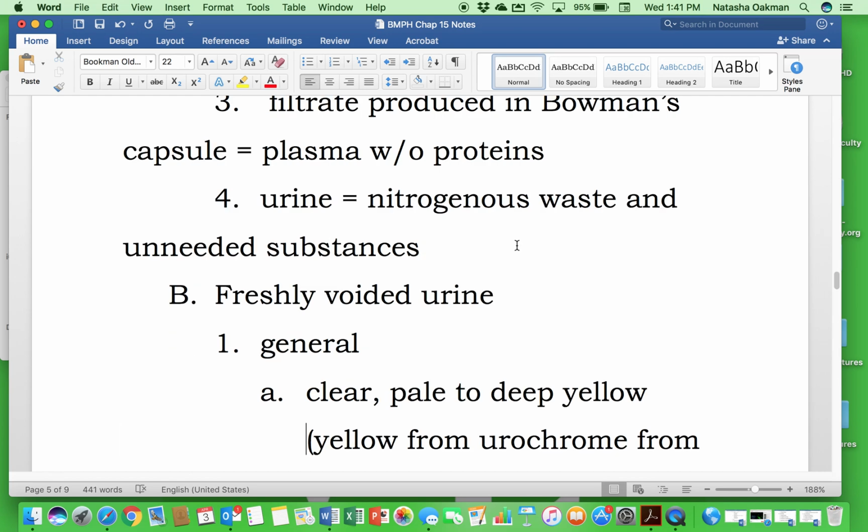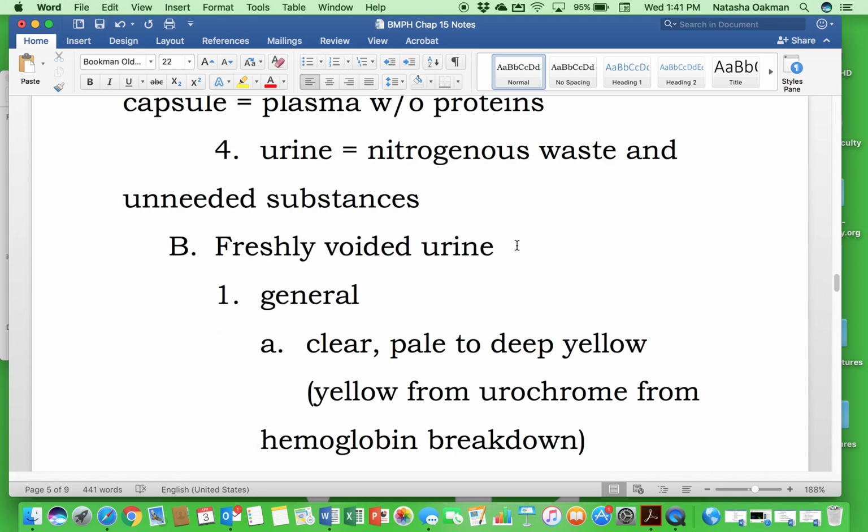The reason why the urine is yellow is from a chemical, a pigment called urochrome, and it's a byproduct of hemoglobin breakdown. So that's what gives it its distinctly yellow color.